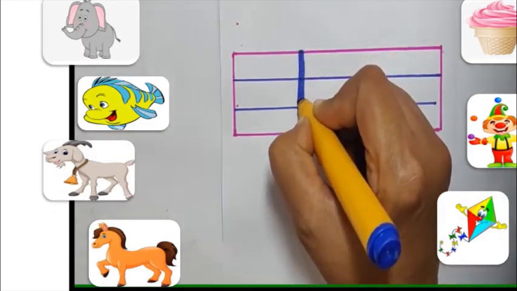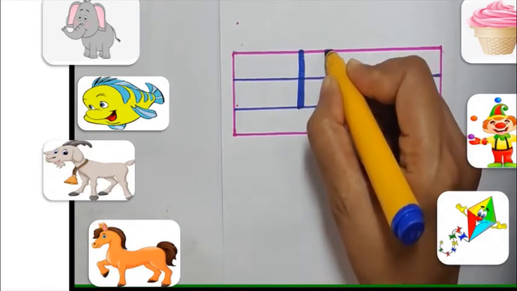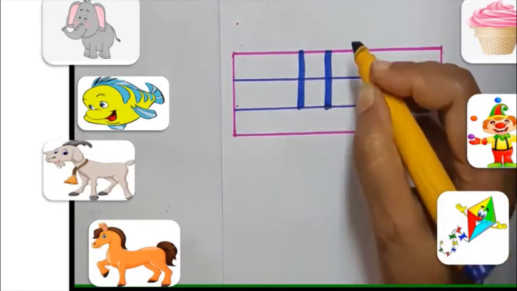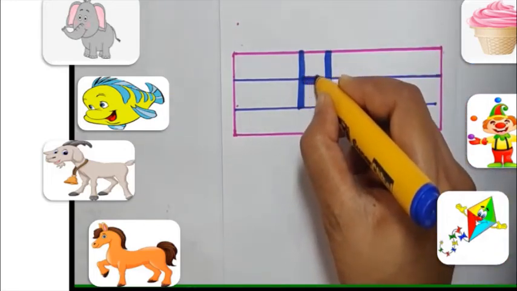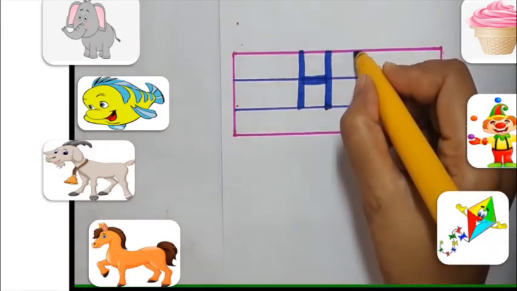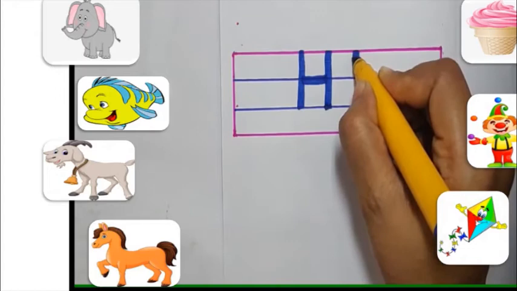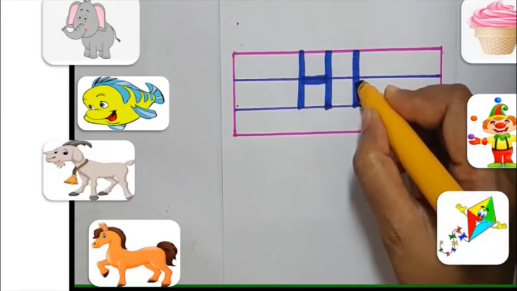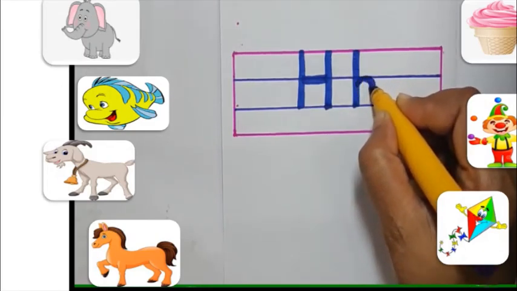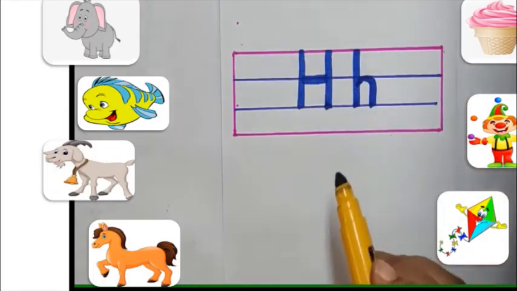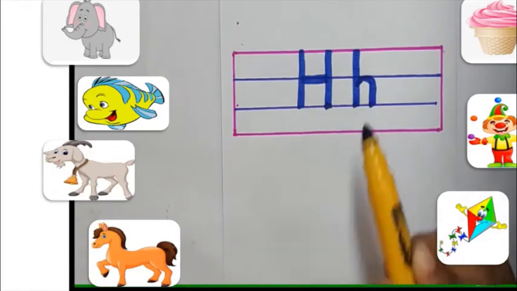Standing line from the top line. Again, another standing line from the top line towards the third line. Then draw a sleeping line between both the standing lines. That becomes your H, capital H. Now let's start writing small h. Standing line from the top line to the third line. Then draw a bent curve reverse side, that is small h.